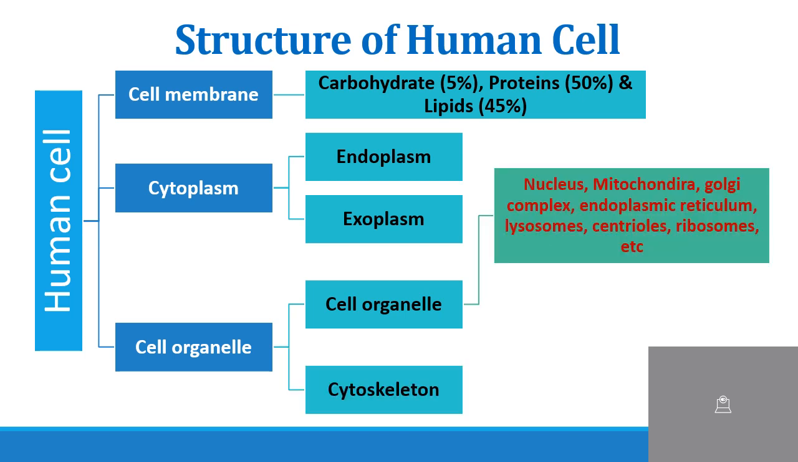There are a lot of cell organelles that you're quite already aware of, like the nucleus, mitochondria, Golgi complex, endoplasmic reticulum, lysosomes, centrioles, ribosomes, and so on. And cytoskeletons are of three types: microtubules, microfilaments, and intermediate filaments.